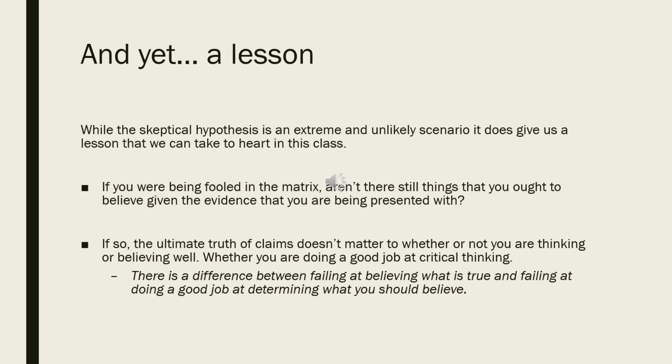So the matrix probably isn't happening. But imagine someone in the matrix, like Neo, if you've seen the movie, and everything seems like it normally seems to him at the moment. Well, if that were the case, aren't there a bunch of things that Neo should believe, right? Aren't there a bunch of things that you should believe, even if ultimate reality is such that we are stuck in the matrix?